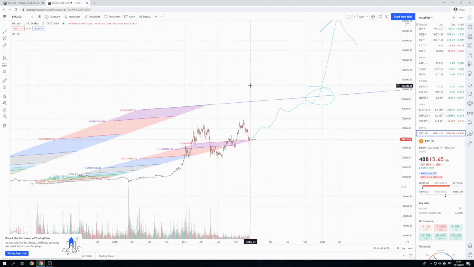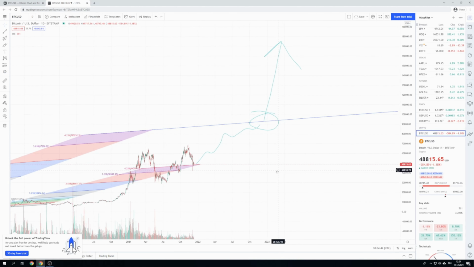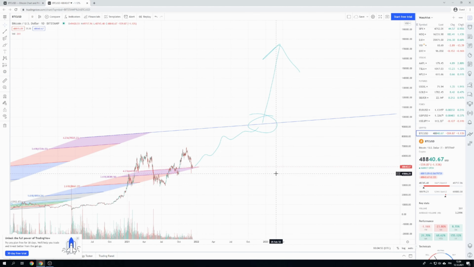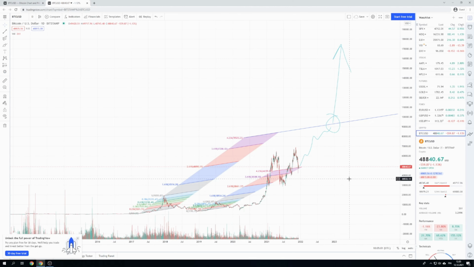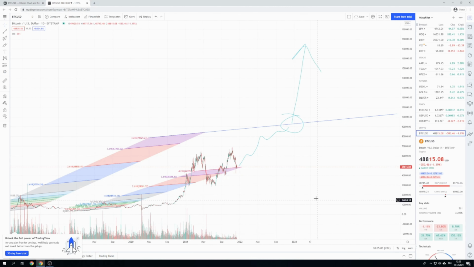It may be here, it may be here, it may be here. Just be aware that that's the time to start selling some of your positions, because it's not guaranteed that the cycle goes all the way to 500k. It very well may.